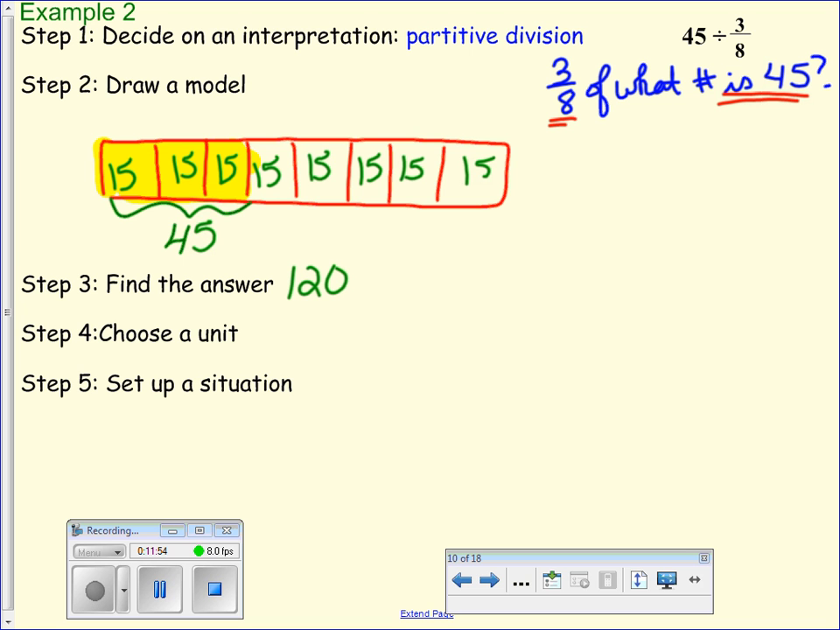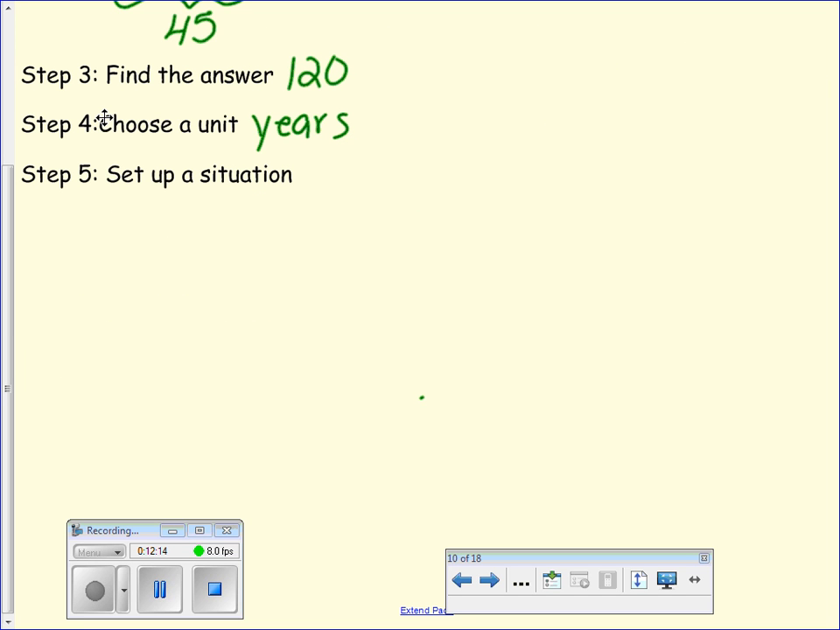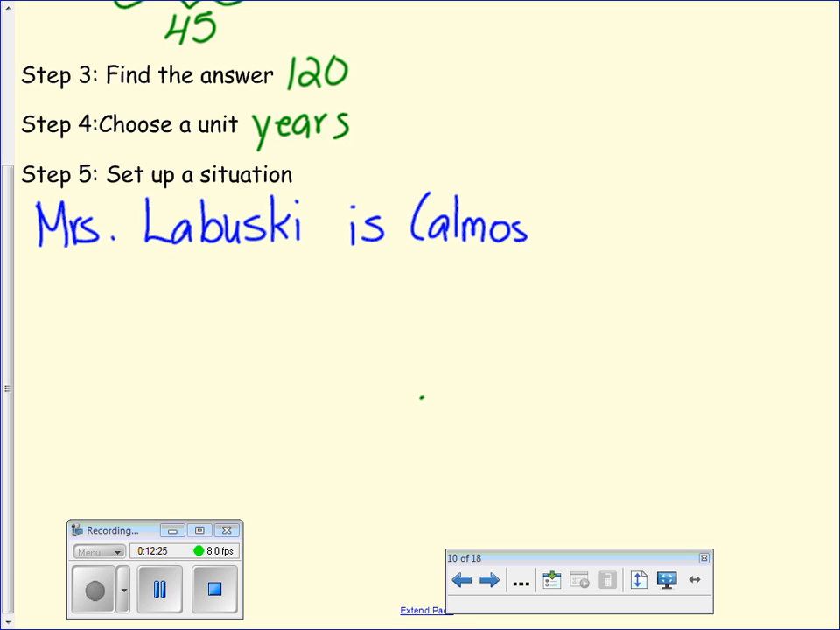Now, 45 is kind of a special number. That's almost. So we could choose our unit as years. So, Mrs. Labusky is almost 45. That sounds like 45 years old.